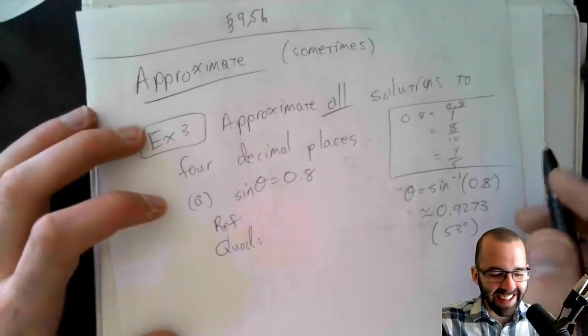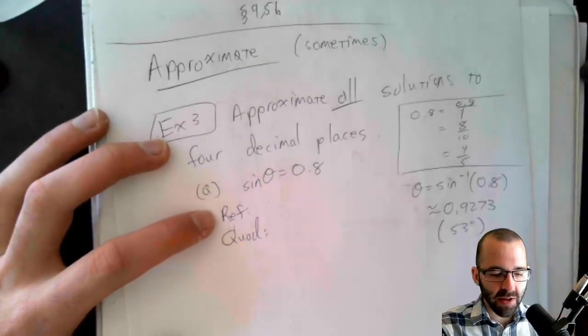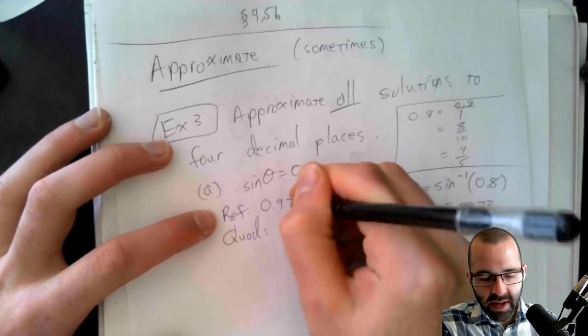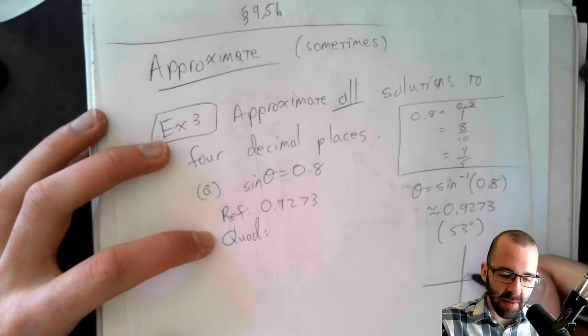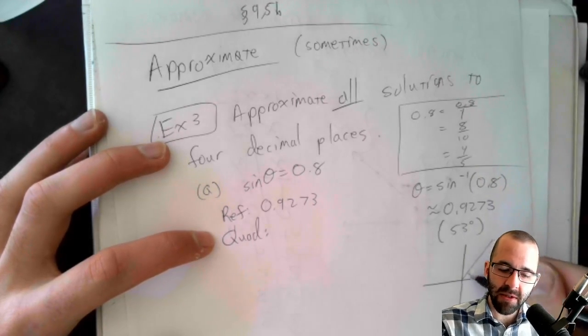All right. So that's our reference angle, 0.9273. But remember, 53 degrees is a little bit more than 45. That's only our answer in the first quadrant.